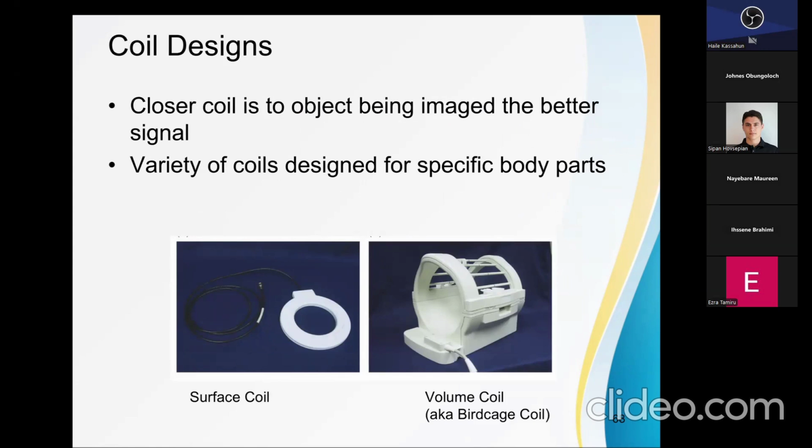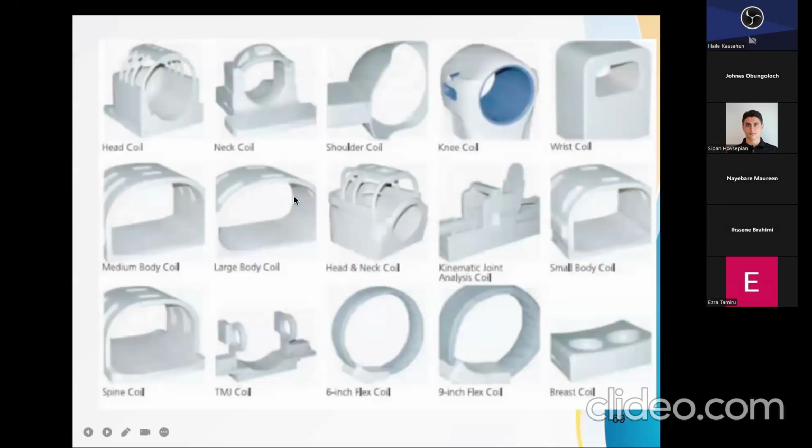These are just now some photos and pictures of the different types of coils that are available. For instance, you have a surface coil somewhere here. You have a volume coil or the so-called birdcage coil somewhere there, and it provides a variety of applications and some flexibility in what you need to image. If you see an array of coils here, you can have a head coil, you can have a neck coil, the shoulder coil, the knee coil, and these are all radio frequency coils.